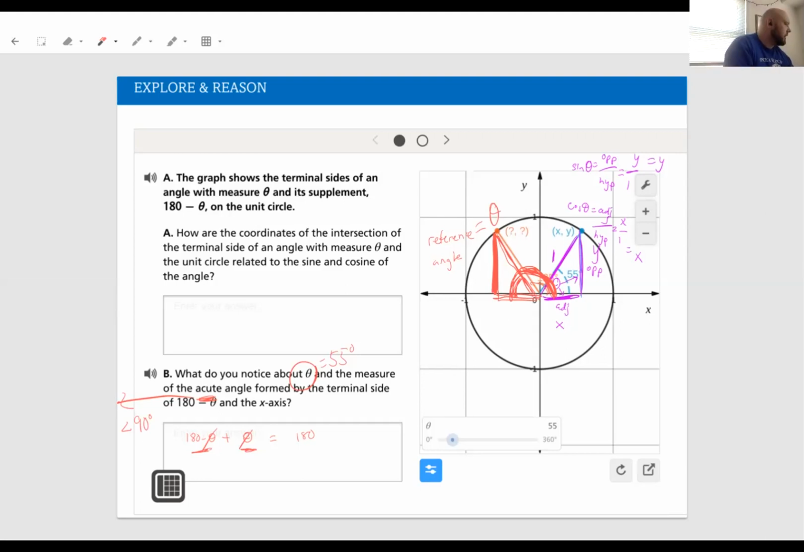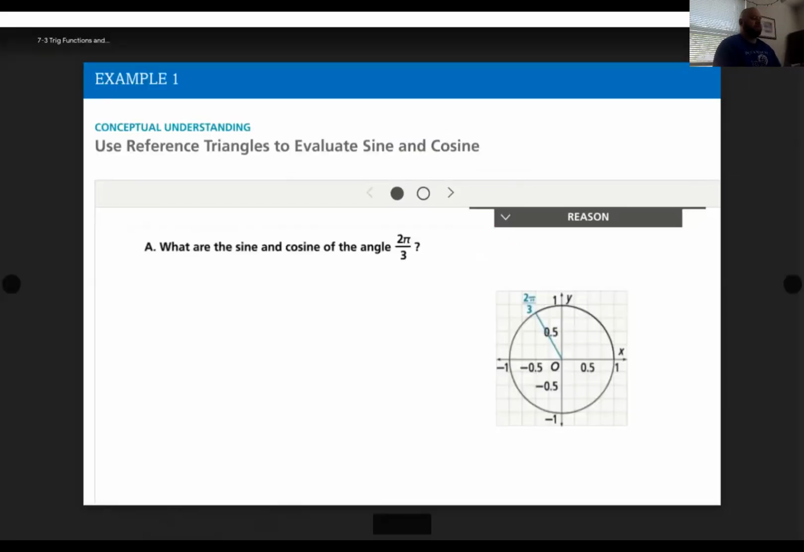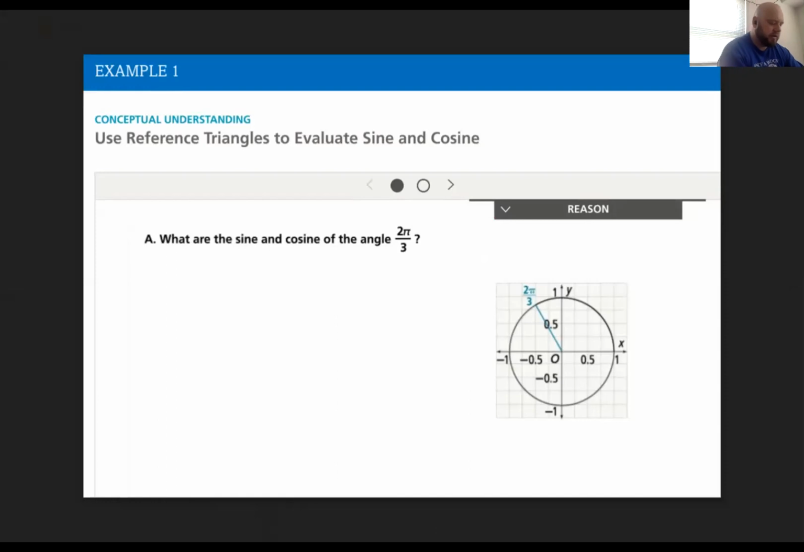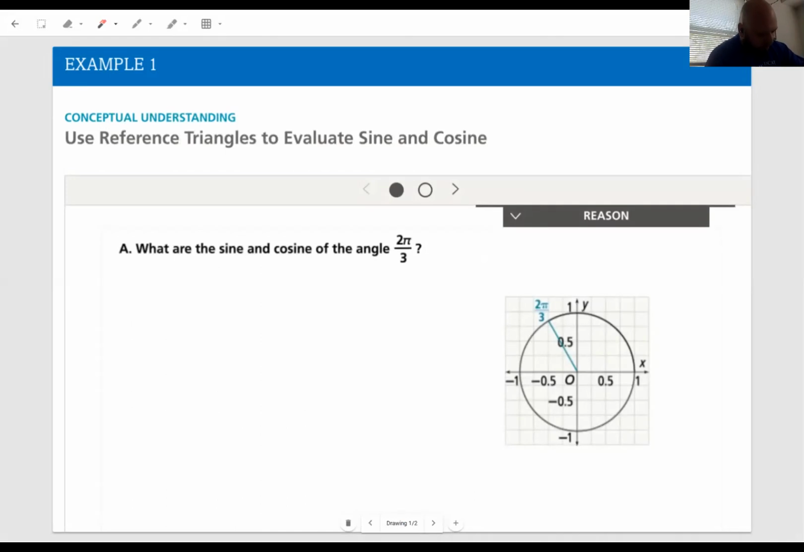All right, so we're going to move on now to example 1 in our lesson. Example 1 says, what are the sine and the cosine of an angle 2 pi over 3? And you can see the angle 2 pi over 3 in our picture. Let's go in and edit this. Remember, we always start our angles from the positive x-axis, and we move in a counterclockwise direction to show our angle. So they put 2 pi over 3 up here on the unit circle, but realize that this angle in here is also 2 pi over 3.